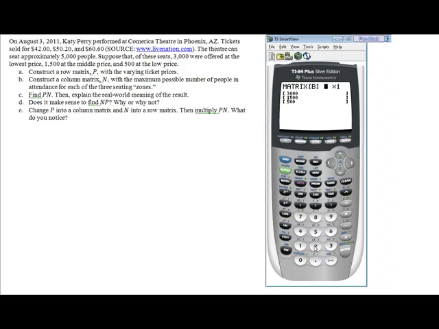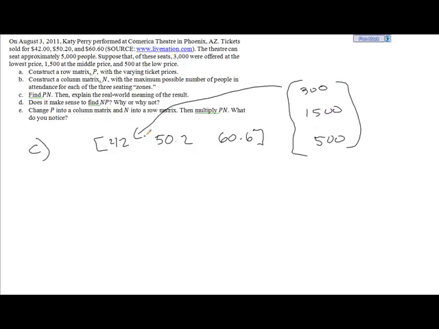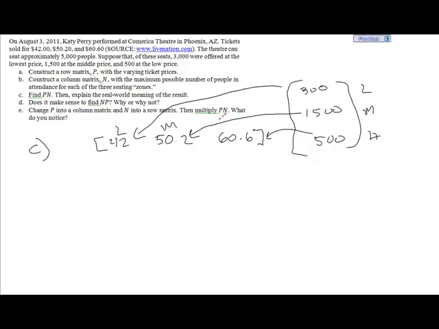Well, before we just grab our calculator, we want to think about what this represents because we're going to need to interpret it. So our P matrix is the row matrix that has 42, 50.2, and 60.6. And the column matrix is the one that's going to have 3,000, 1,500, and 500. So what's going to happen is this guy is going to collapse down and multiply these values. So what are we getting here? Well, the rows here represent low, medium, high price, and it's multiplying by the low, medium, and high prices.